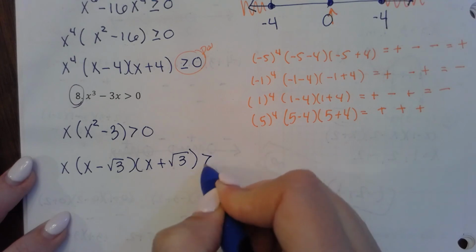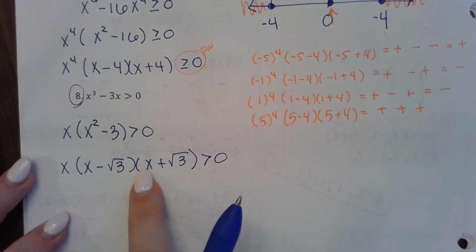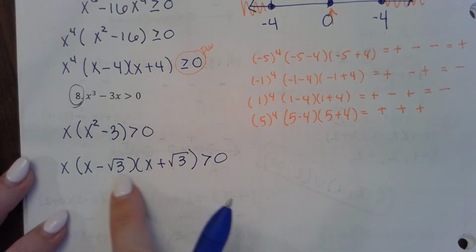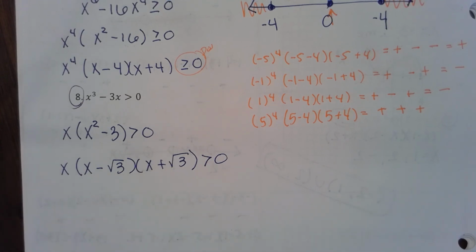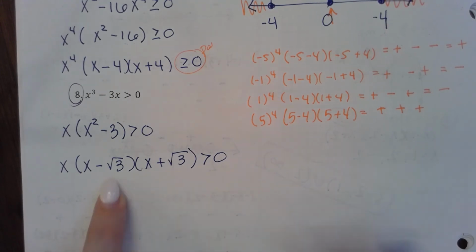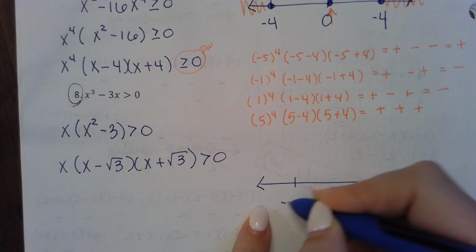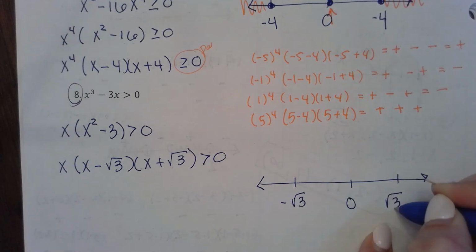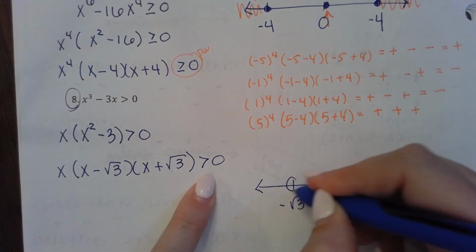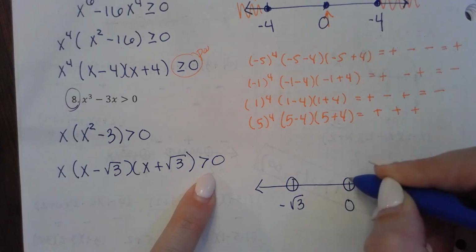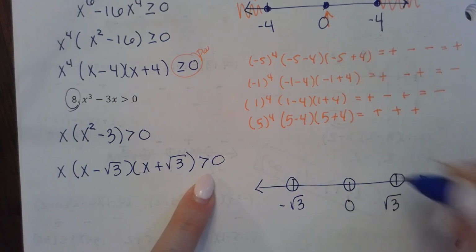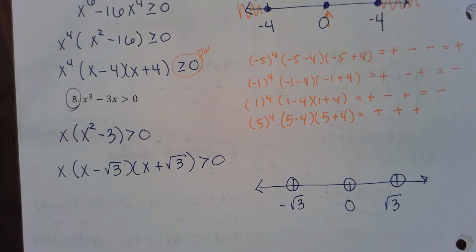Now, technically speaking, if I ever asked you to factor, these are not proper factors because factors shouldn't have irrational numbers. However, for the sake of figuring out what our answers are, we're going to factor like this. So that means on our number line, we have negative root 3, 0 from this x, and then positive root 3. Because this is strictly greater than, we're going to have open circles, and then we're going to figure out our positives and negatives. So go ahead and finish this problem and then check your answers.